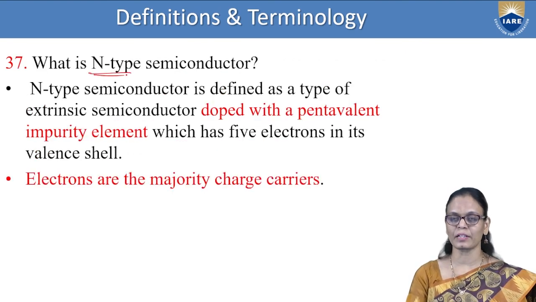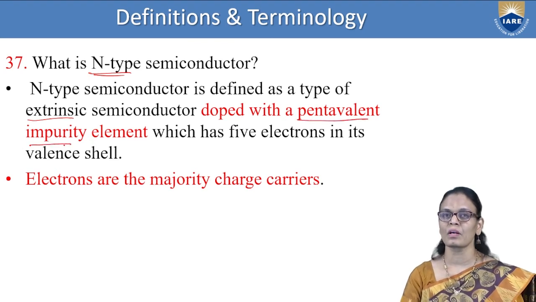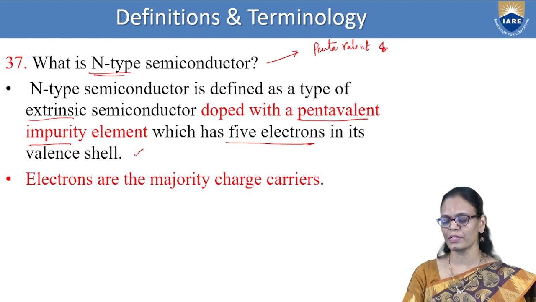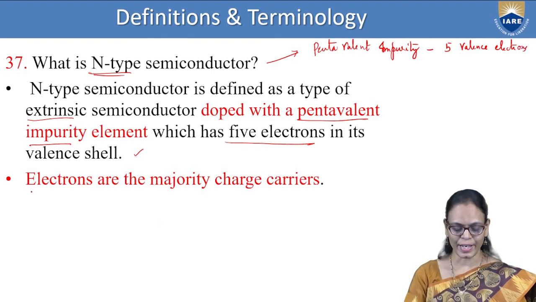Now, what is an N-type semiconductor? It is defined as a type of extrinsic semiconductor which is doped with pentavalent impurity. What is a pentavalent impurity? It has 5 electrons in its valence shell. So, N-type semiconductor means it is doped with pentavalent impurity, which means it has 5 valence electrons. So these are the 2 points we have to remember. And electrons are the majority carriers. So in N-type, the majority carriers are electrons.